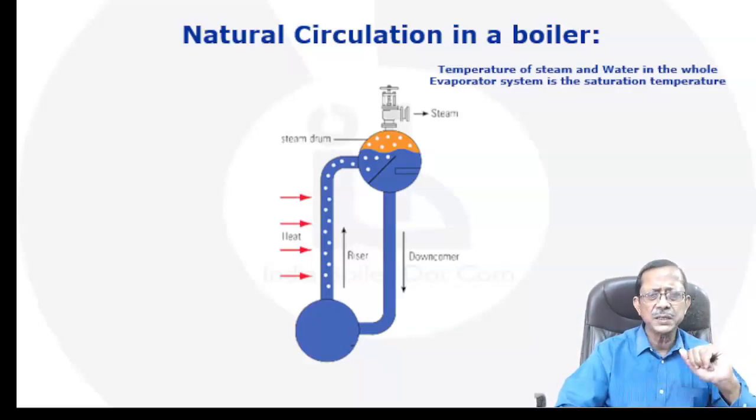There is no change in temperature. It is a constant temperature process. And this steam is going out of the drum, so the whole circuit is at saturation temperature. Now, how is the density difference created?